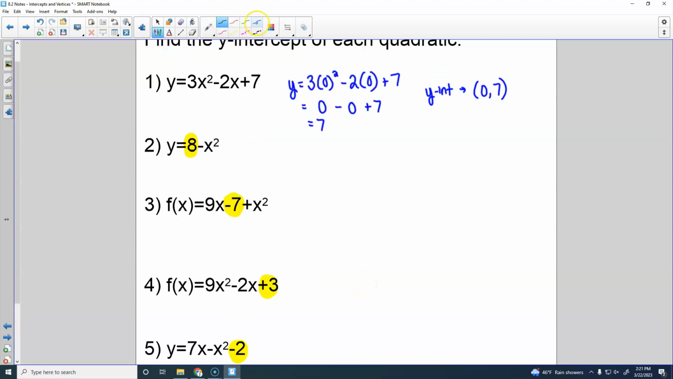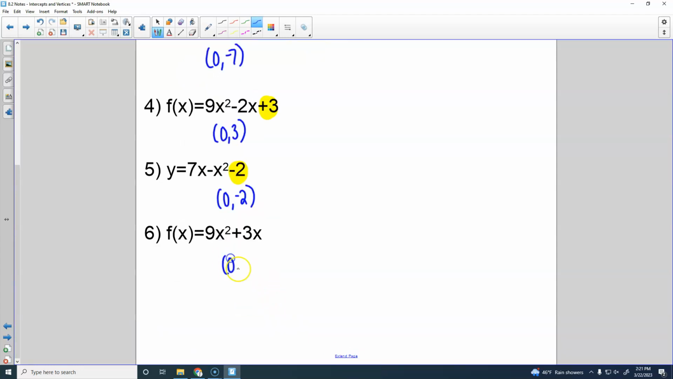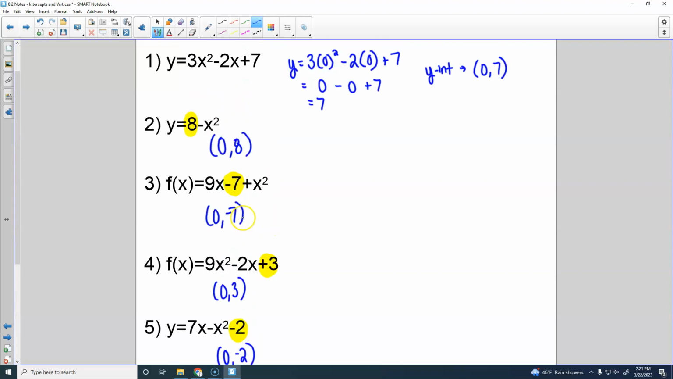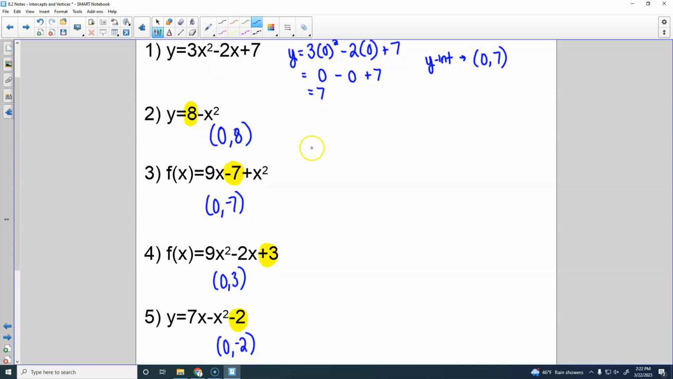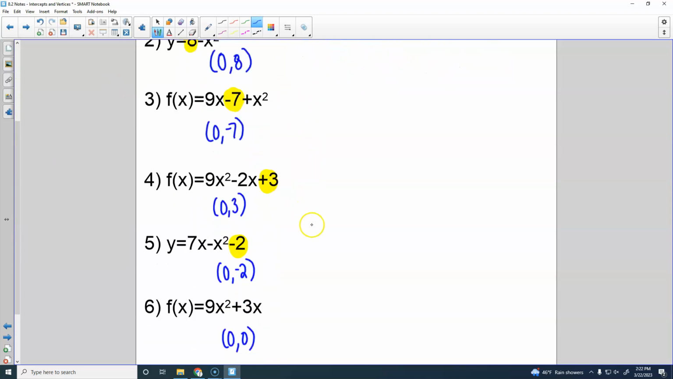When you plug in these, we'll see what you guys did with that last one. Nothing to highlight on it. So for this one, you're going to get 0, 8. And this one, you get 0, negative 7. And then here, you'll get 0, 3. For 5, you should get 0, negative 2. And then, oh, what do we get for 6? 0, 0. Yeah, it kind of looks like the 8s with x. So these should be your answers here.